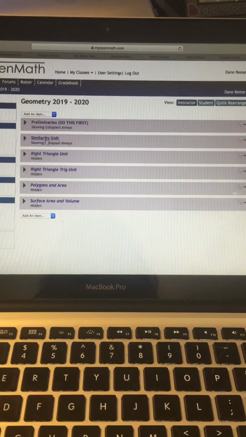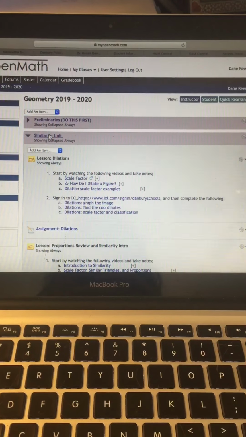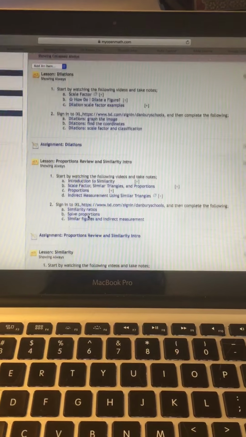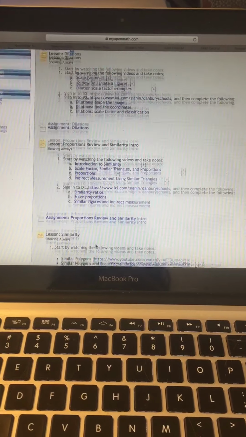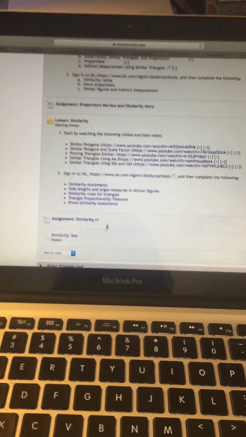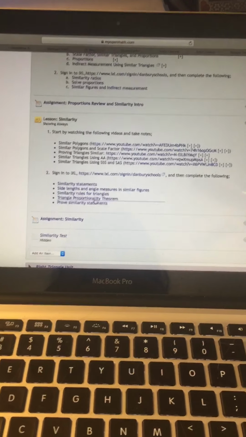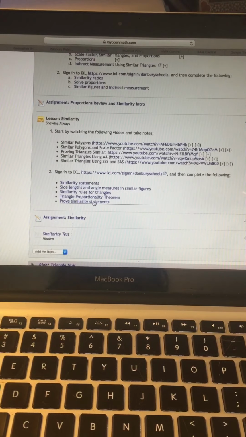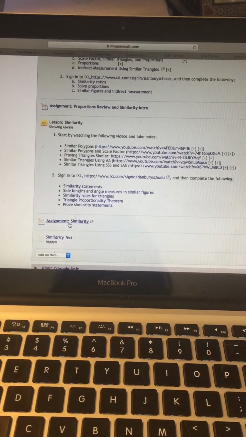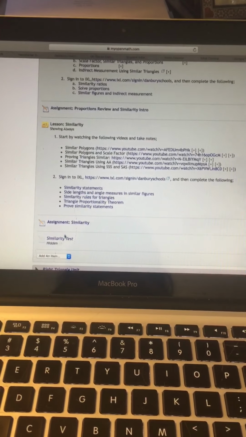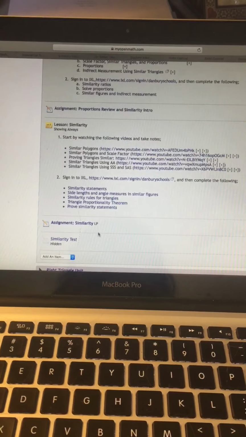So we've been doing all this work in the similarity unit, right? And we did all this stuff. So we're here. This is the last thing we did, triangle proportionality theorem. So what we're going to do is skip ahead. We're going to skip this one, we're going to skip this one. I don't think you guys can see this thing that says similarity test, but we're skipping that as well.